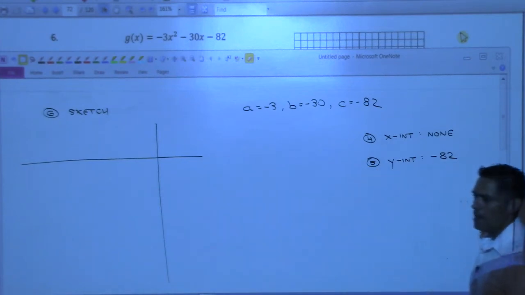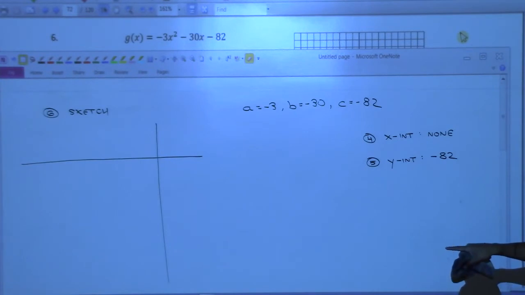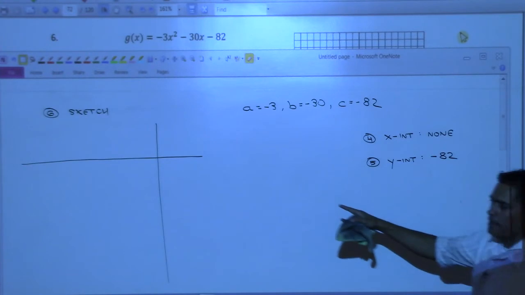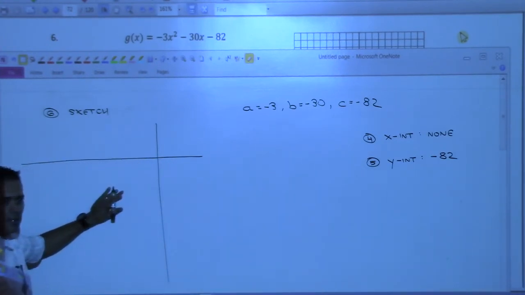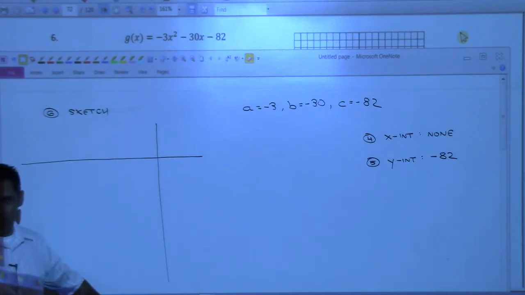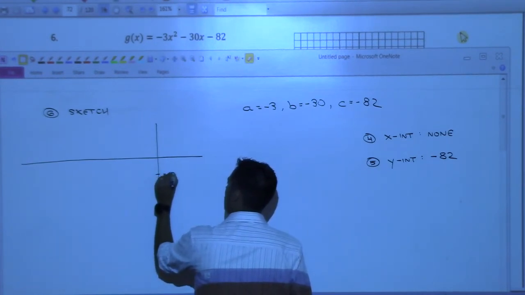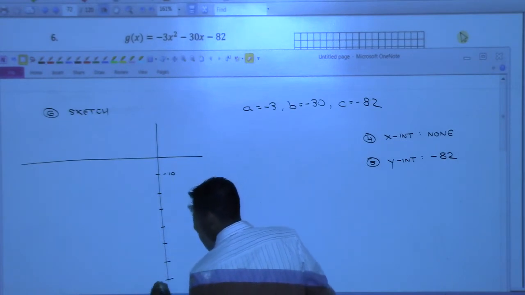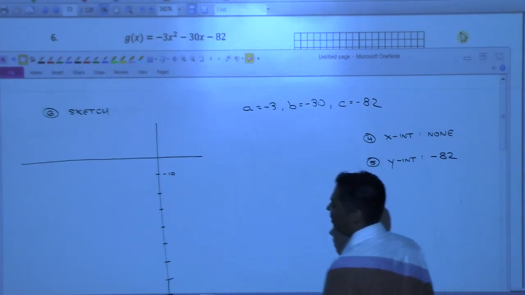Already, I am concentrating most of my attention over there on the bottom left, right? Because I know my vertex is (-5, -7), right? And then my y-intercept is the only other point I have, way down at -82, isn't it? So that means I better start counting. Let's count on our y-axis. Let's count by tens. -10, -20, -30, -40, -50, -60, -70, -80, okay, -90, way down there.